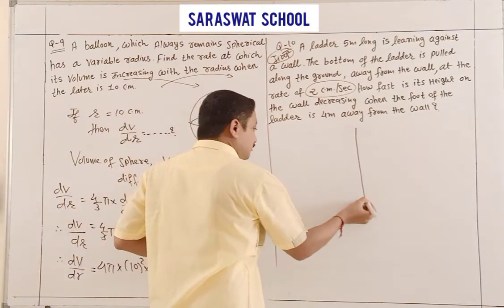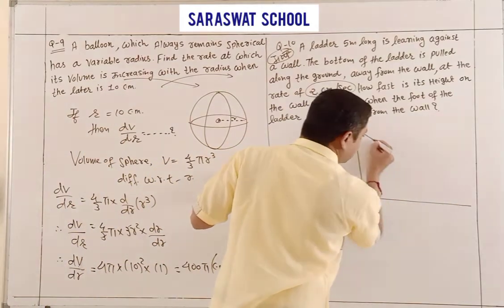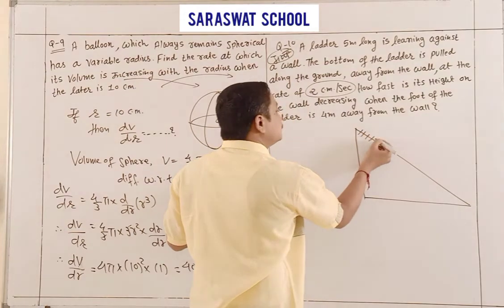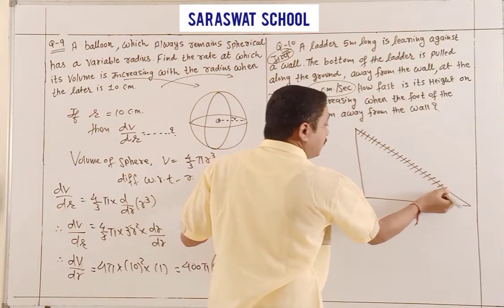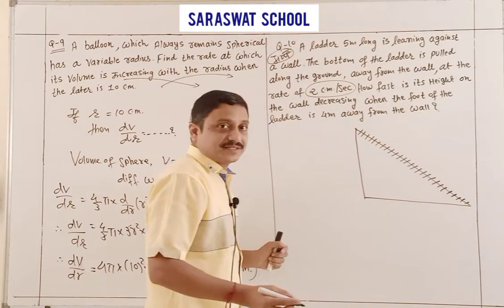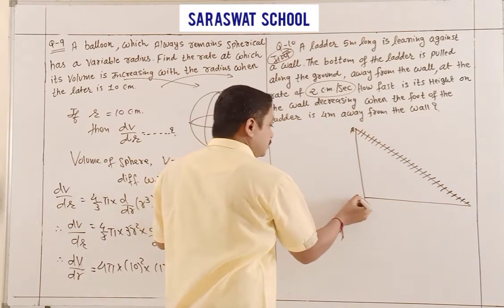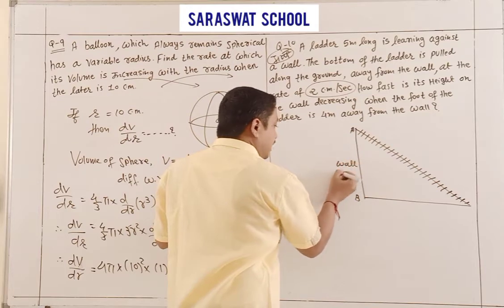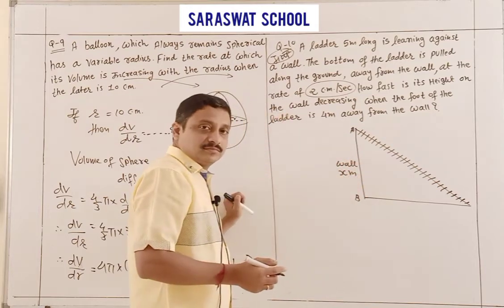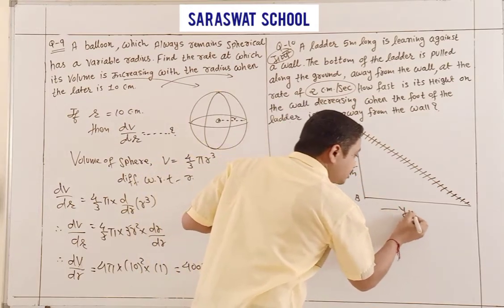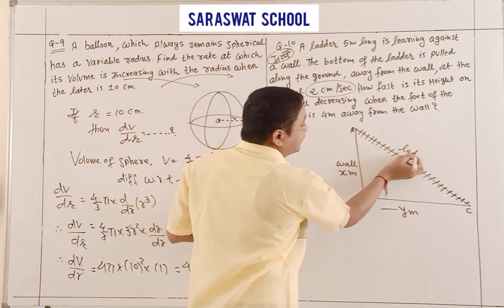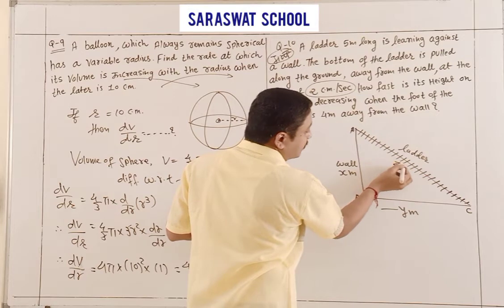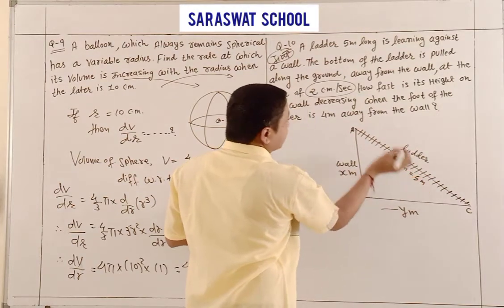Consider this is your wall and here your baseline, and that's your ladder. This is my ladder. Properly made the drawing? Yes. Here A to B, consider it is a wall, X meter. Here baseline Y meter BC, and AC is my ladder Z meter, which is given 5 meter.